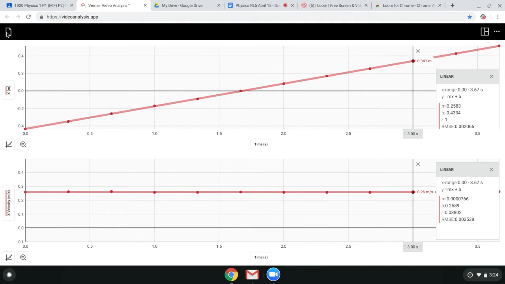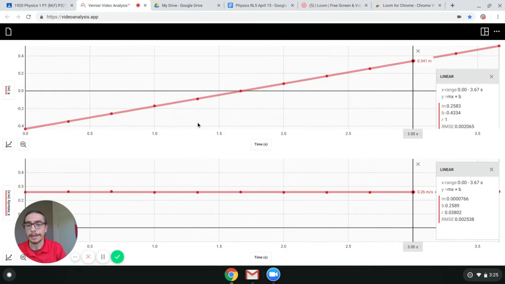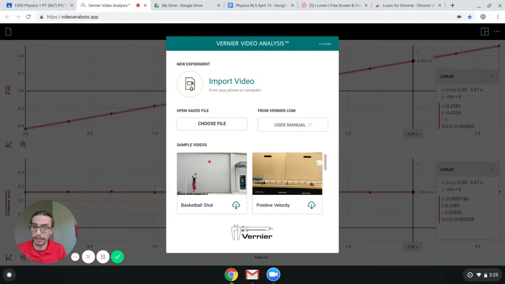So remember, you're going to find access to the video analysis app by going into Classroom, and finding the link if you haven't bookmarked it already. It's an app that lives on Chrome, so you can go to any web browser and locate it. As long as you have access to Google Classroom, you should be able to get access to it. The first one was this positive velocity video, and we're going to load that one up right now.